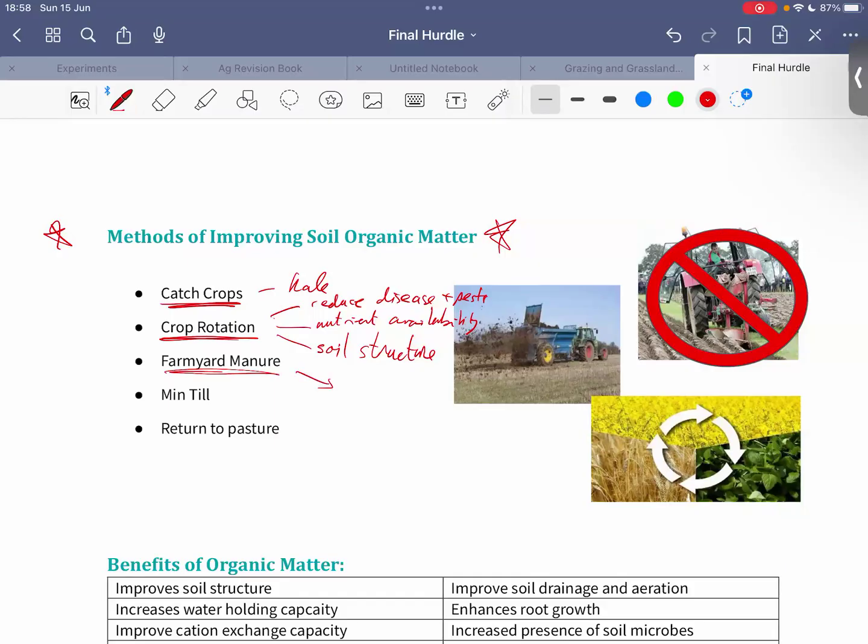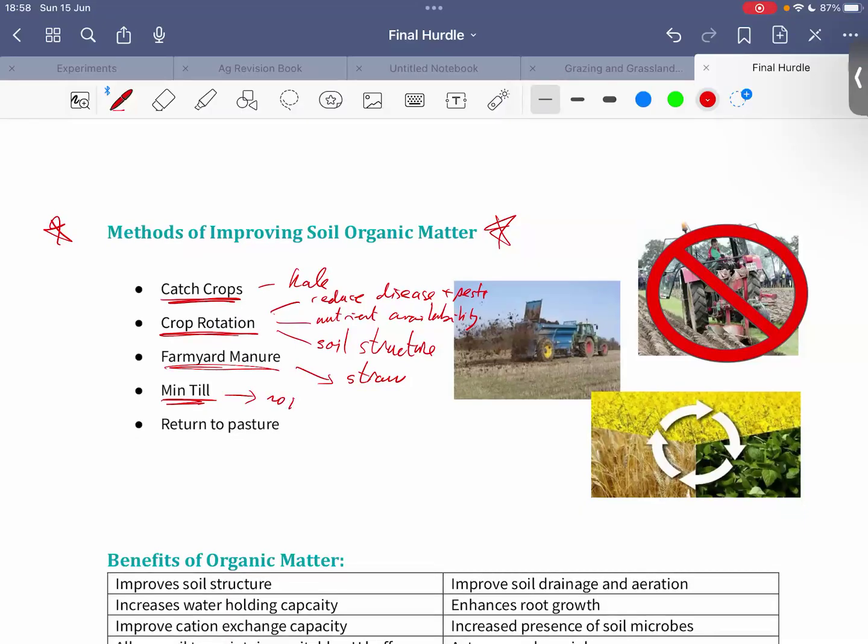What is in the farmyard manure? Why do we not say slurry? Straw is present in our farmyard manure. Excellent. Min-till. What is min-till? We didn't cover reseeding, but what is min-till? Min-till is a reseeding technique that doesn't involve what? No ploughing. Okay, give me an example.